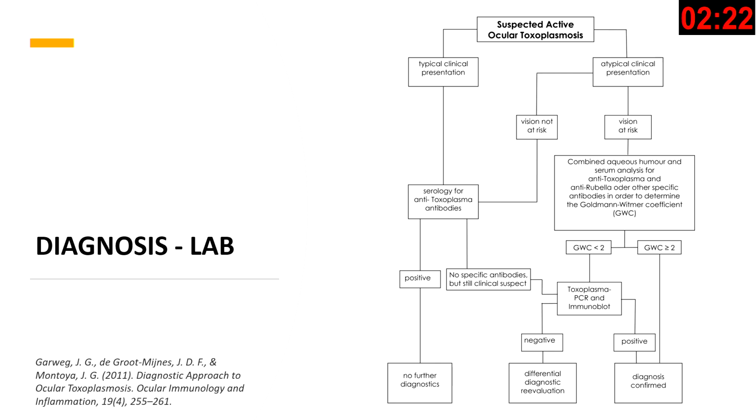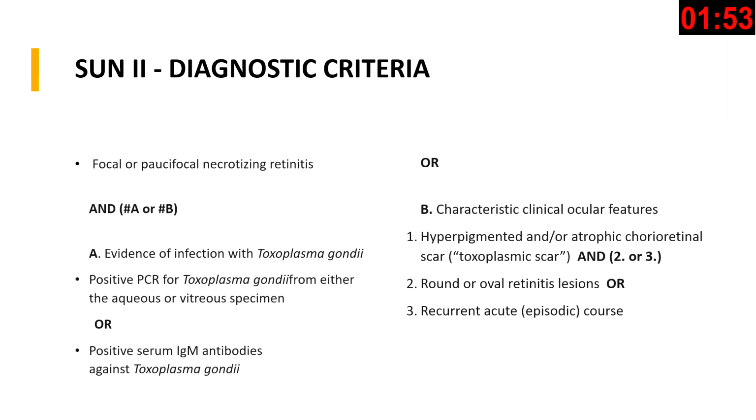If it is negative, you need to go back and reassess whether your suspicion, your differential, was right or wrong. In case it is an atypical presentation from the beginning, then obviously, if vision is at risk, you can do a set of examinations, which is checking the antibodies as well as the PCR and the Goldmann-Witmer coefficient, and in cases where it is more than 2, it is considered positive.